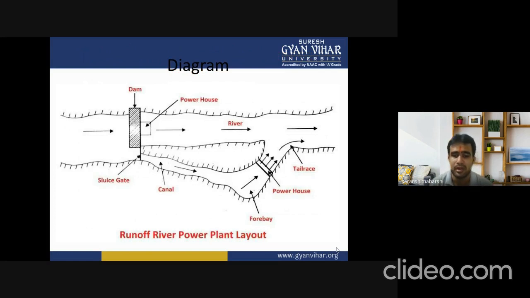This is the diagram of the run-off river power plant without pondage, and in this diagram we consider some factors like dam, powerhouse, river, sluice gate, canal, forebay, powerhouse, and the tailrace.